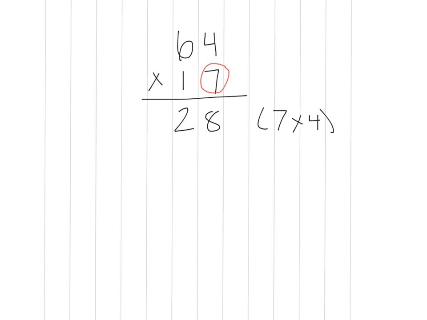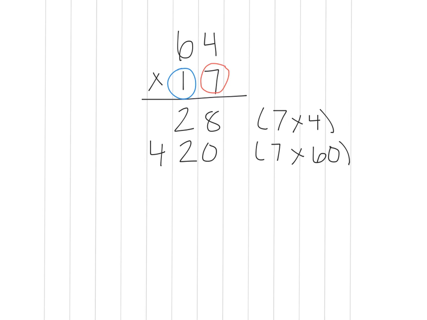And then I'm also going to have 7 times 60, which is 420. And I'm going to write that again over here. And don't forget, it's 60, not 6, because we want to make sure we are saving that place value, which is really important. And then we're going to now look at the tens place of our second factor.